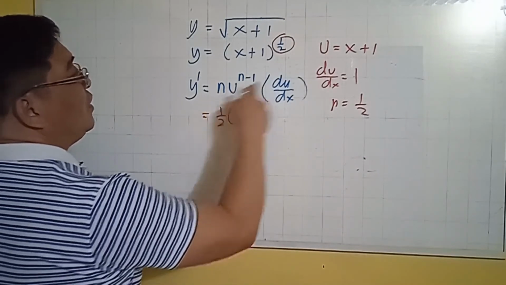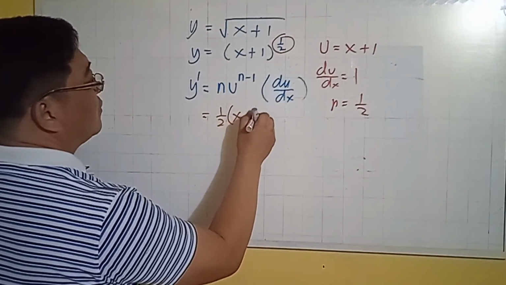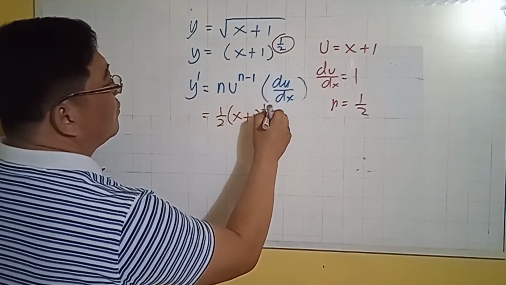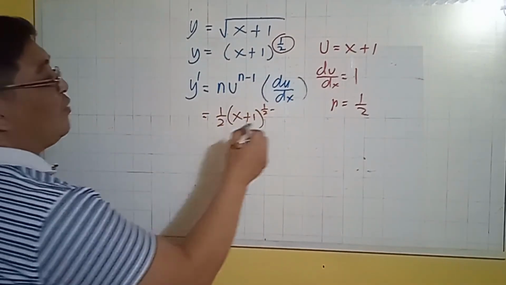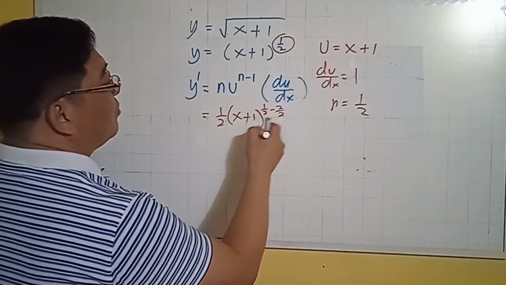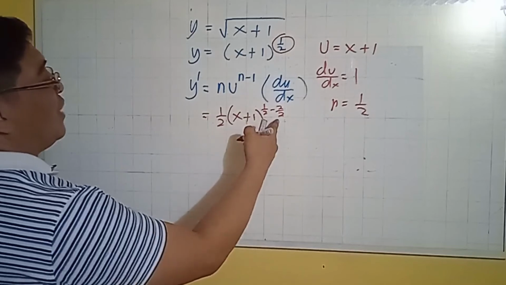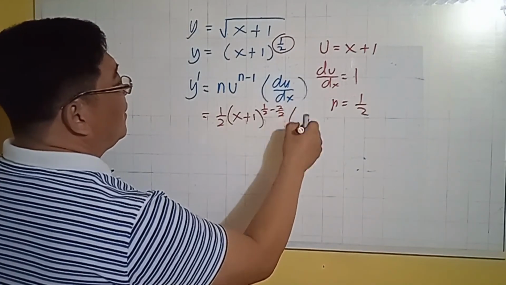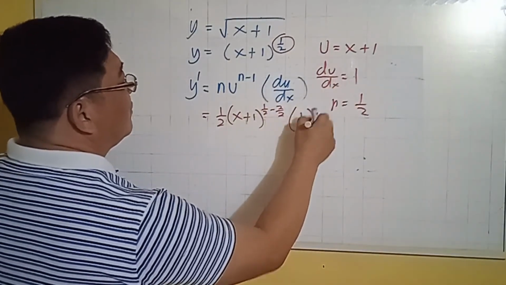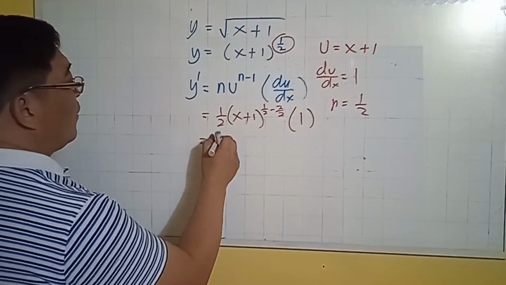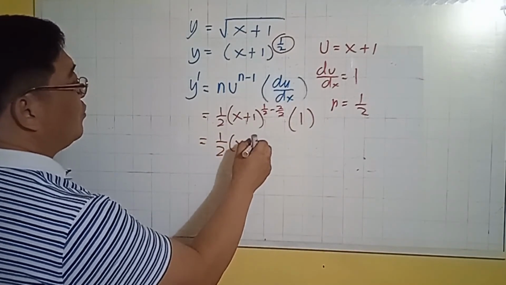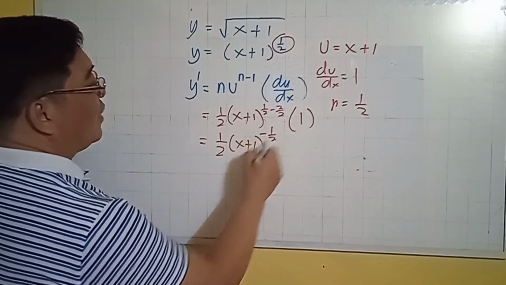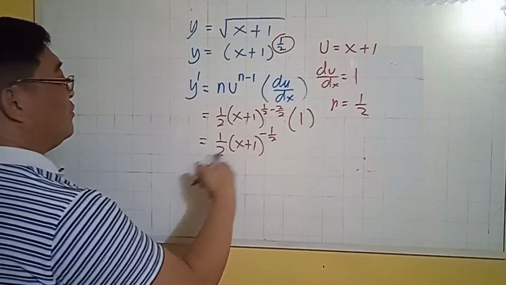And u is x plus 1. N minus 1, n is 1 half. Minus 1. So 1 is also the same as 2 divided by 2. Para magkapareho agad yung denominator. So immediately we can subtract the numerator. So multiply by du over dx, we have 1. And then simplify 1 half times x plus 1, 1 half minus 2 over 2, you have negative 1 half. Multiply by 1, that is equals to the same value.